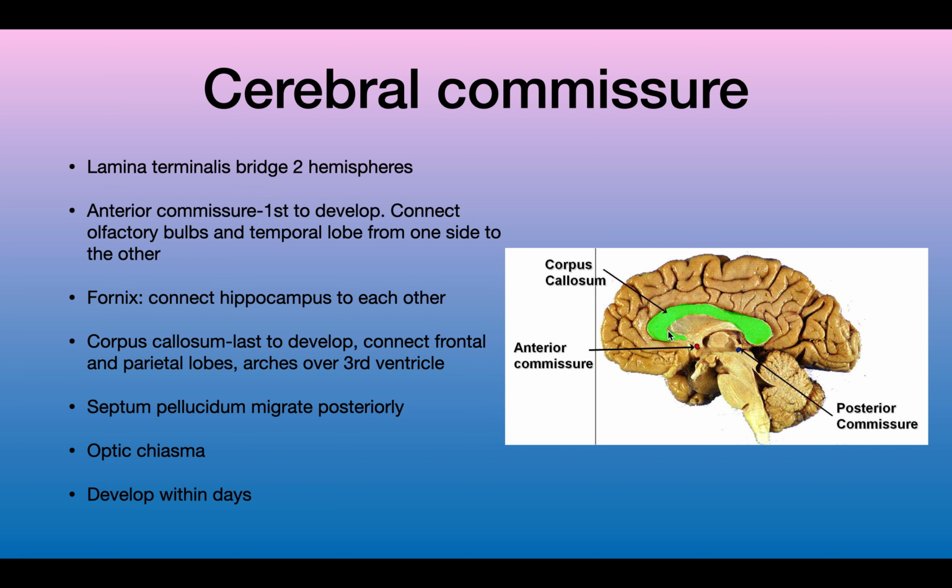The fornix will connect the hippocampi to each other, and the corpus callosum is going to be the last to develop. It connects the frontal along with the parietal lobes, and it arches over the third ventricle. The septum pellucidum is going to migrate backwards, and then the optic chiasm forms. All of this develops very quickly, within days.